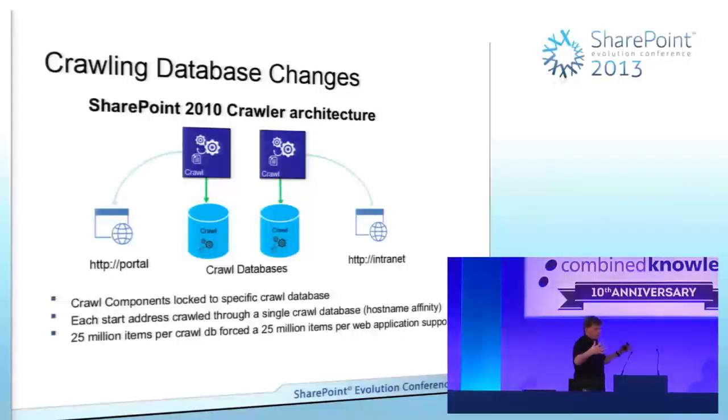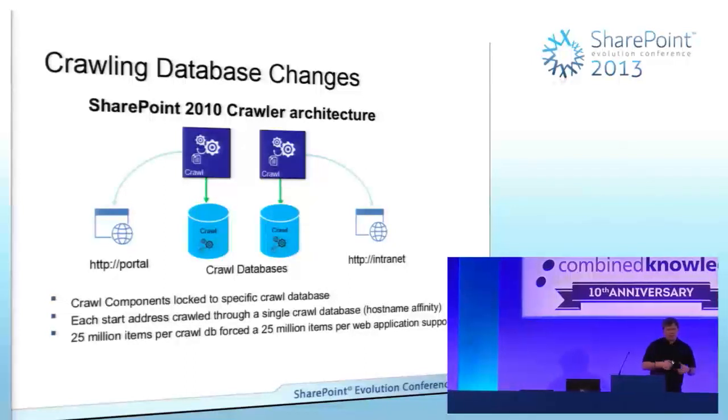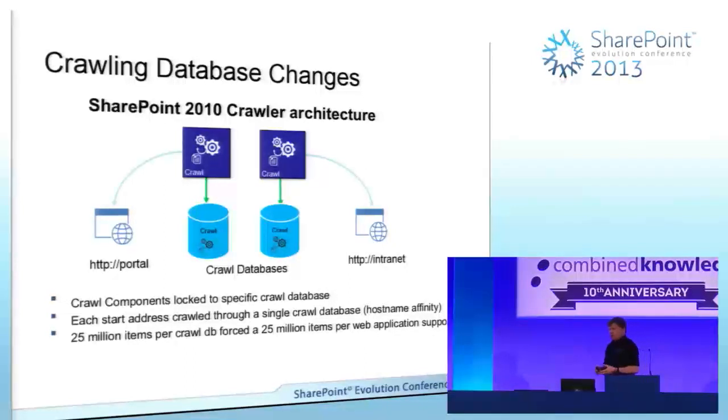You couldn't spread it across multiple databases. And we had a 25 million limit on the crawl DB. So by inference, if you were using search on a SharePoint platform, you were instantly limited to 25 million items on a web application because we couldn't crawl it otherwise. Technically we could, it didn't break, but you were going outside the supported boundaries. So there was a potential risk of performance issues, potential risk of support issues if you ran into any scenarios where you needed support for that system.